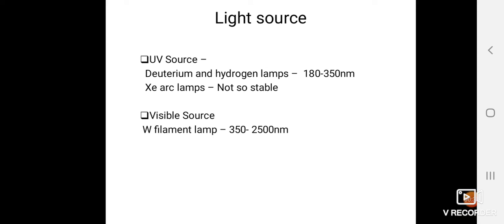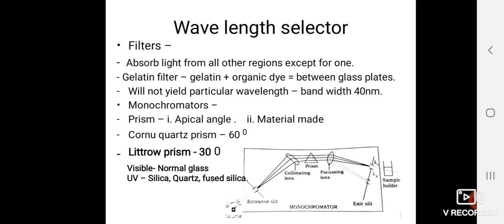So they use another kind of lamp source for visible radiation, that is the tungsten lamp, which gives a wavelength of 350 to 2500 nanometers, wherein all of us know that up to 800 nanometers is actually used for the visible radiation. Followed by the source, there will be a wavelength selector.